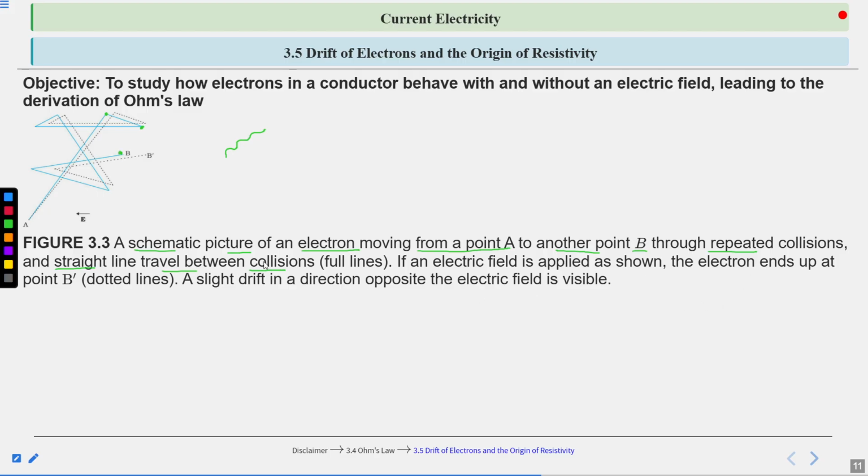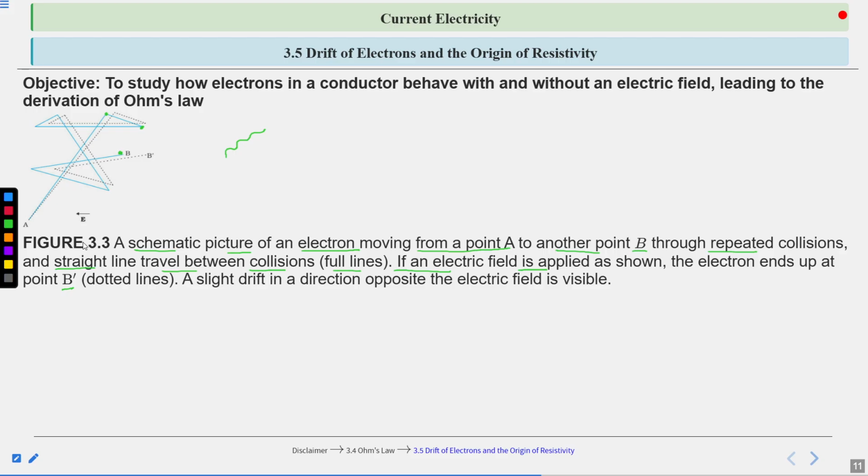and straight line travel between collisions, the full lines, those blue lines. This blue line path of the electron is due to the absence of an electric field. When the electric field is not there, this blue line is the path of the electron. If an electric field is applied, the electron ends up at the point B dash. Then the electron will follow this dotted path.